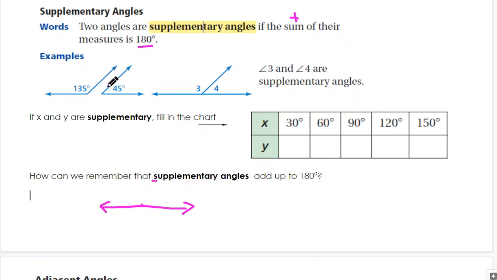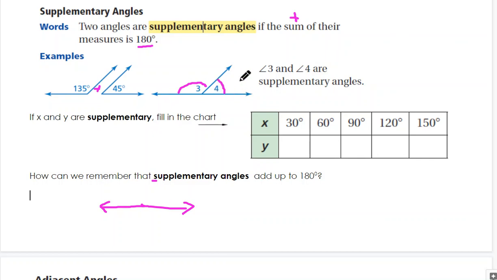All right, so supplementary means if you add the two angles together, you get 180. So 135 plus 45. If I add those together, that gives me 180 degrees. So these would be supplementary. 3 and 4, I can see that this makes a straight line, right? So if I took angle 3 here, and I added it to angle 4 here, those two angles would make up this bigger angle, this straight angle down the bottom, right? So I can tell that these two are supplementary.